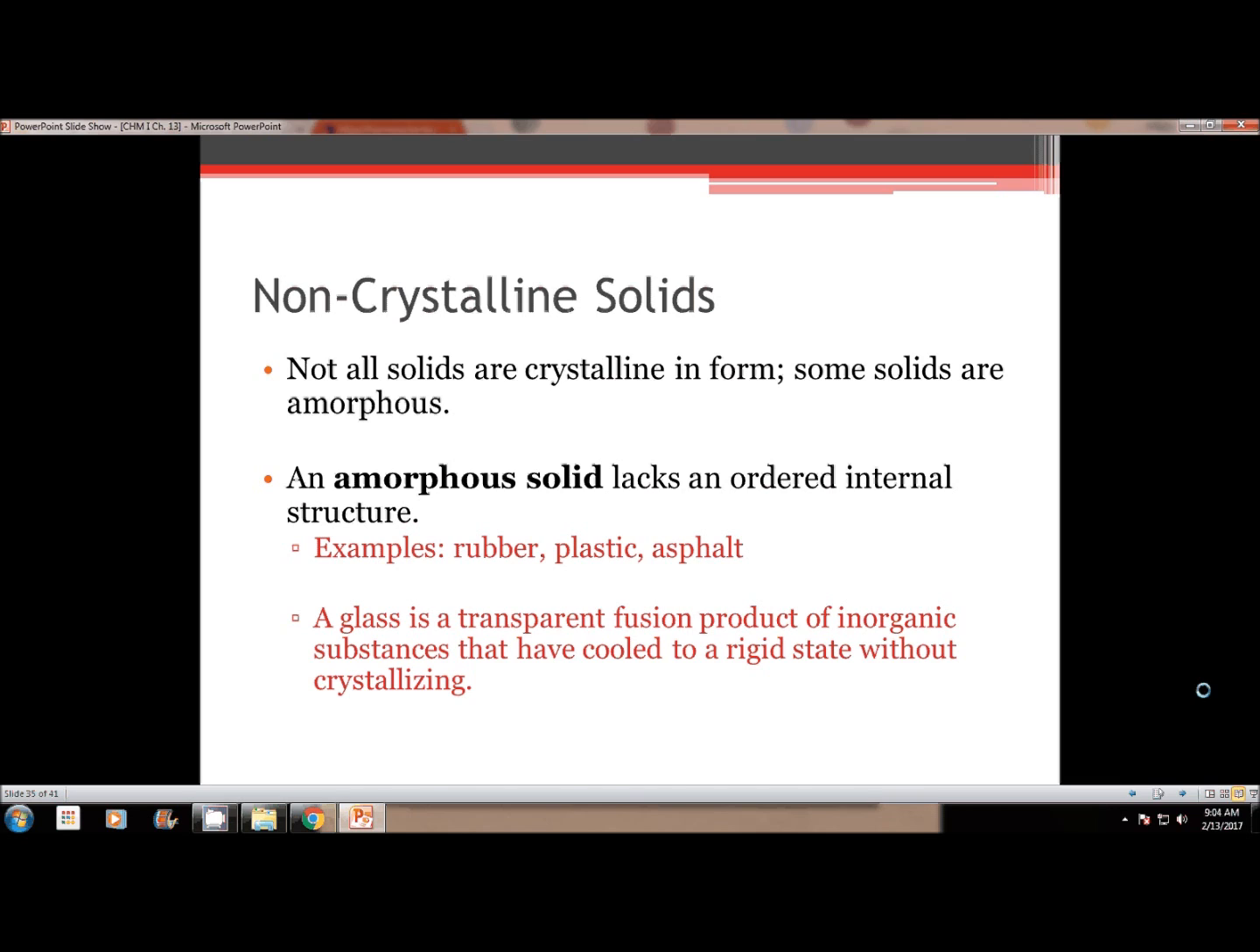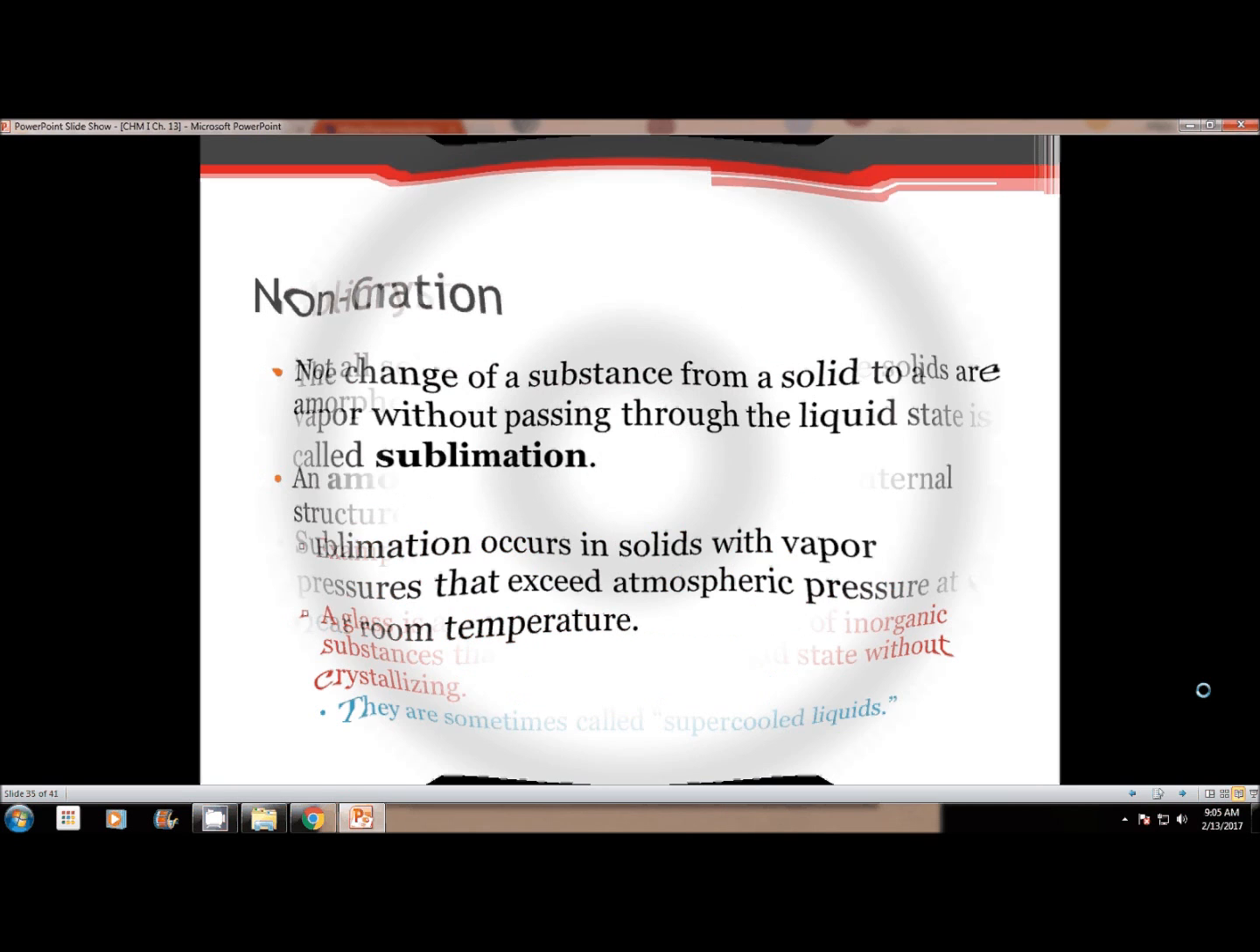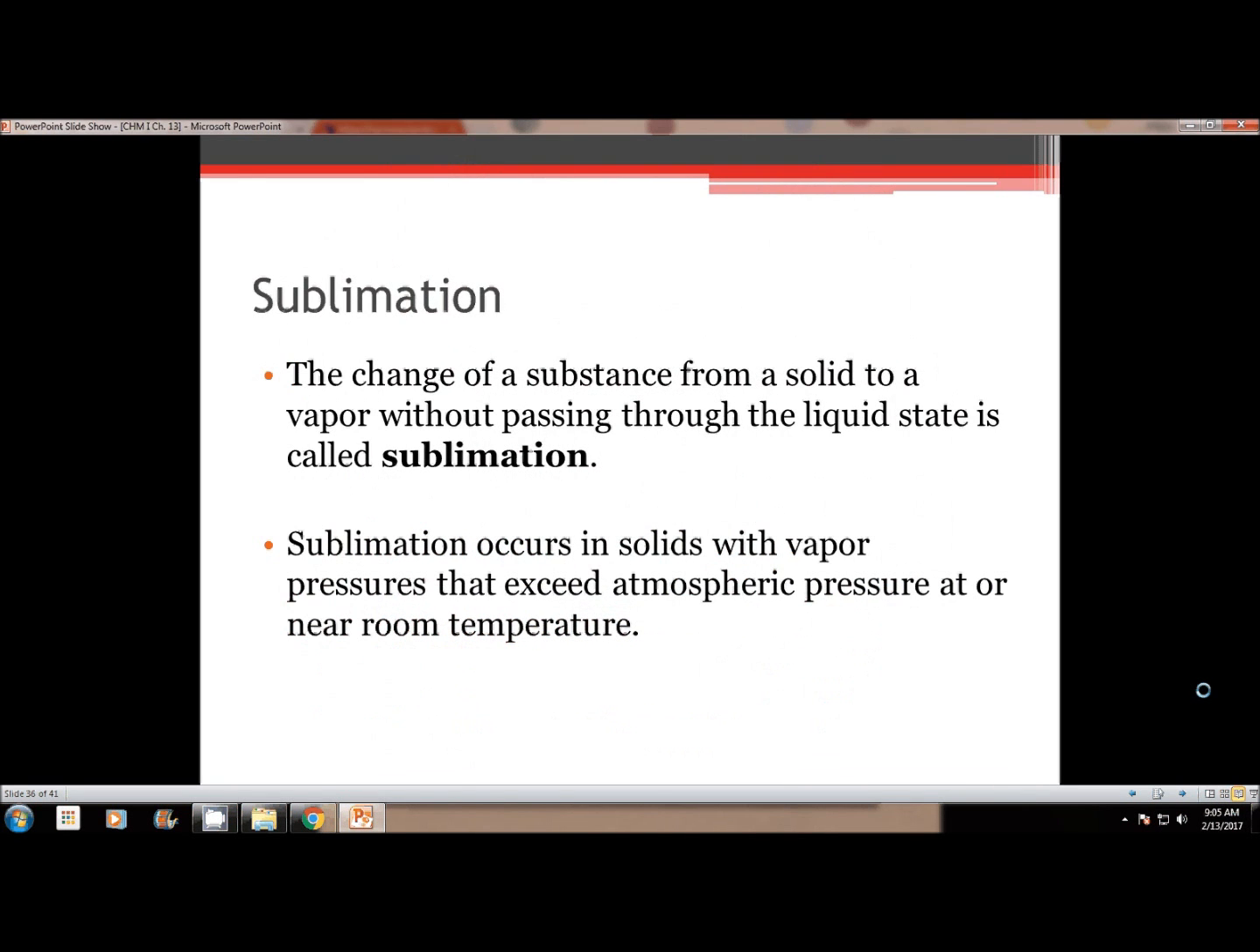So glasses, when they're cooled too fast like that, are sometimes called supercooled liquids. So supercooled liquids are glasses. Now the names of moving back and forth between solid and gas, which we haven't talked about yet.